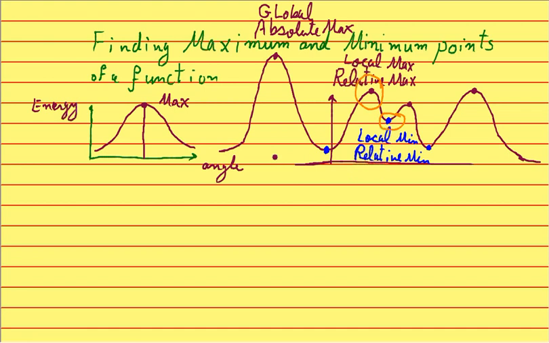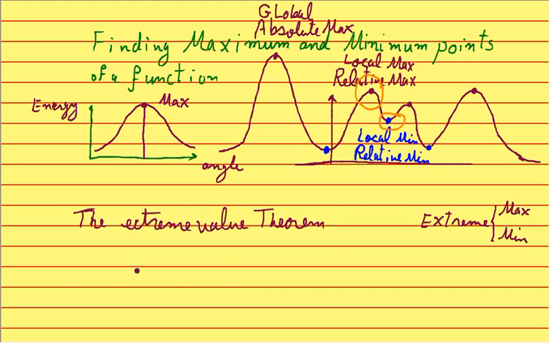We are going to go ahead and develop procedures for finding these. One of the items that is going to be very helpful for us is the so-called Extreme Value Theorem. The word extreme is used to indicate either maximum or minimum. So extreme is inclusive of both maximum and minimum. Either of them is covered by this. This theorem says the following.